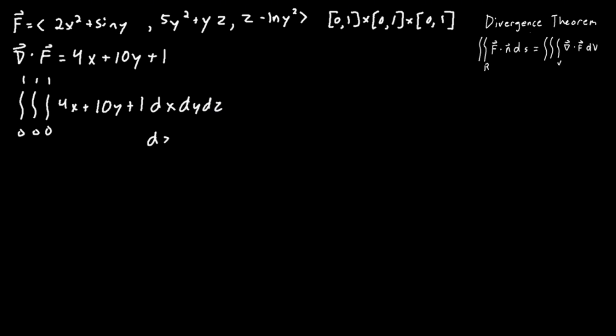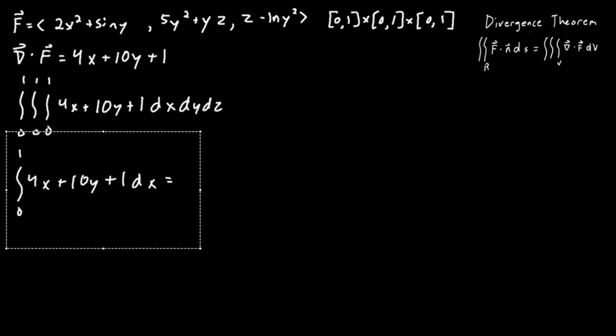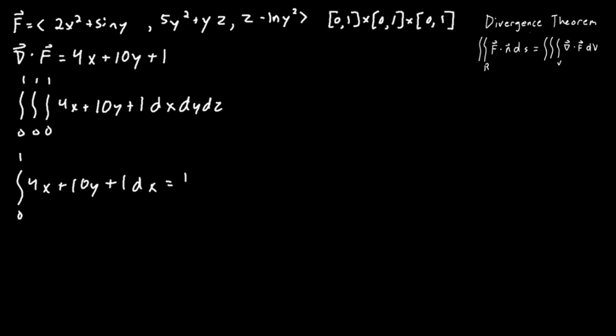Doesn't matter, you can write dz, dy, or dx. Order of integration does not matter. And then let's just solve this integral. So we have the integral from 0 to 1 of 4x plus 10y plus 1 with respect to x. So we're integrating this with respect to x first. And this integral with respect to x is 2x squared plus 10y x plus x from 0 to 1. And if we just plug in all of this, we get 3 plus 10y.